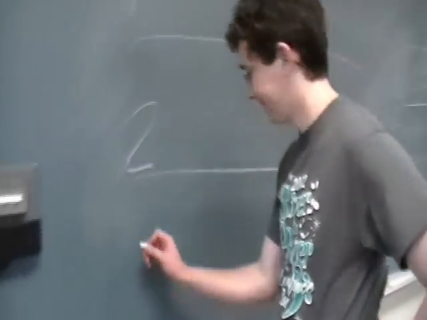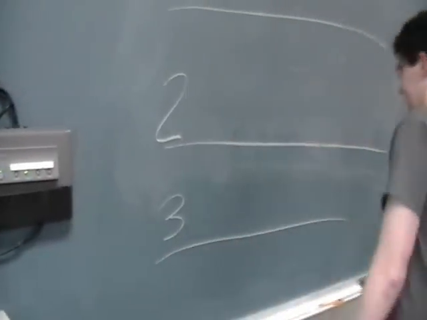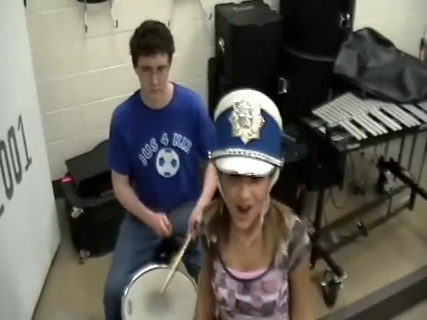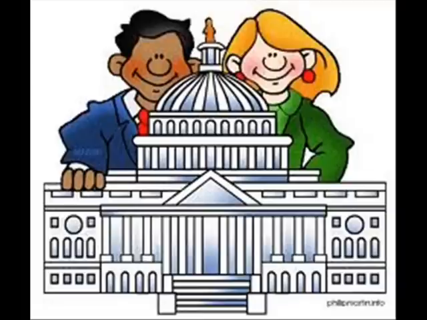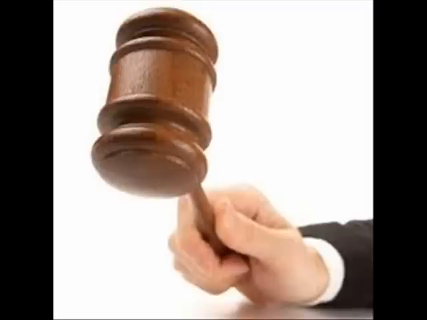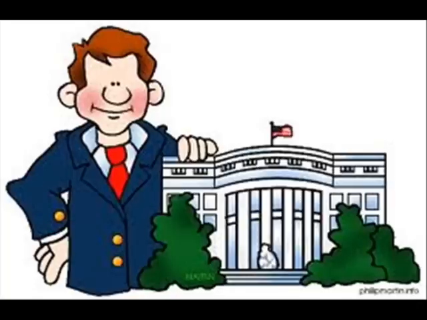The U.S. government is divided into three parts. We call them the branches. Let's review them. Where should we start? With the legislative, of course. It makes the laws to be enforced by the executive branch. Judicial gives the laws a chance.